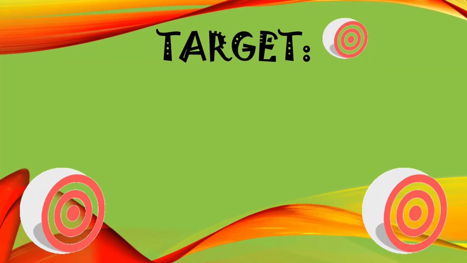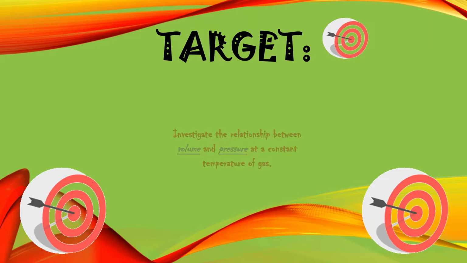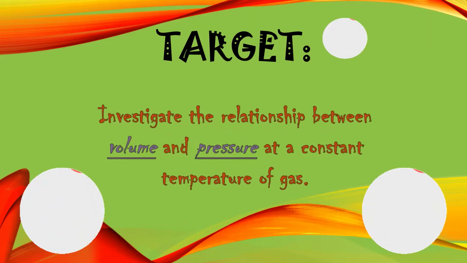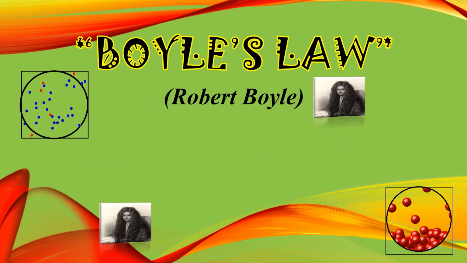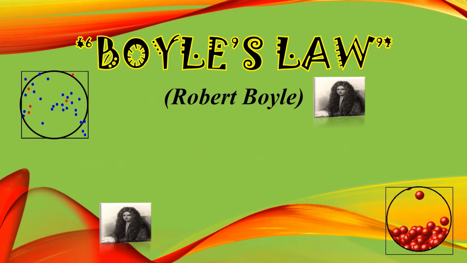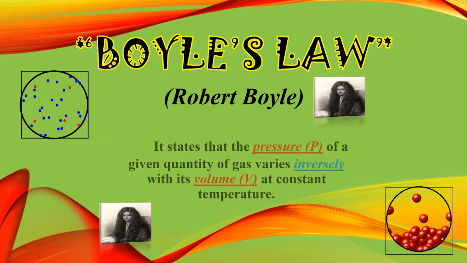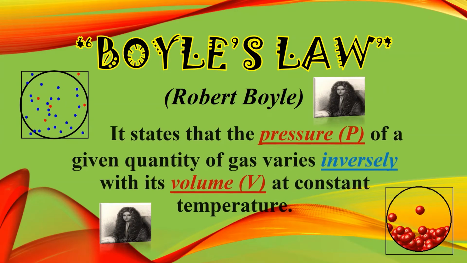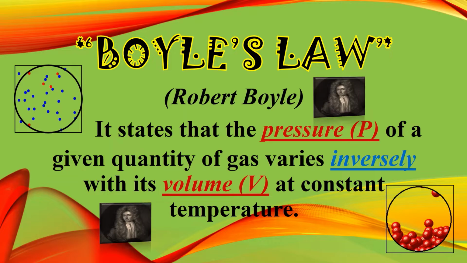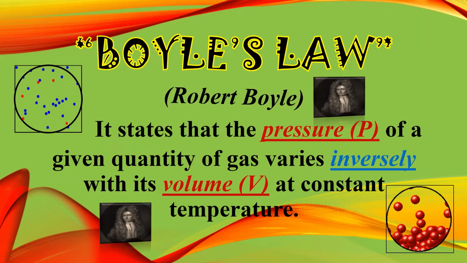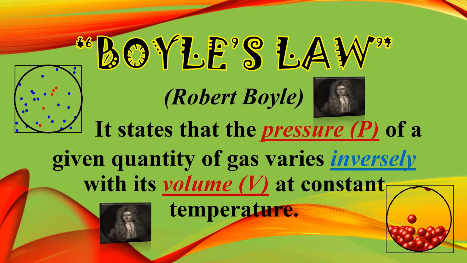You are going to investigate the relationship between volume and pressure at a constant temperature of gas. Boyle's law states that the pressure of a given quantity of gas varies inversely with its volume at constant temperature. Boyle's law was formulated by Robert Boyle in the year 1662.